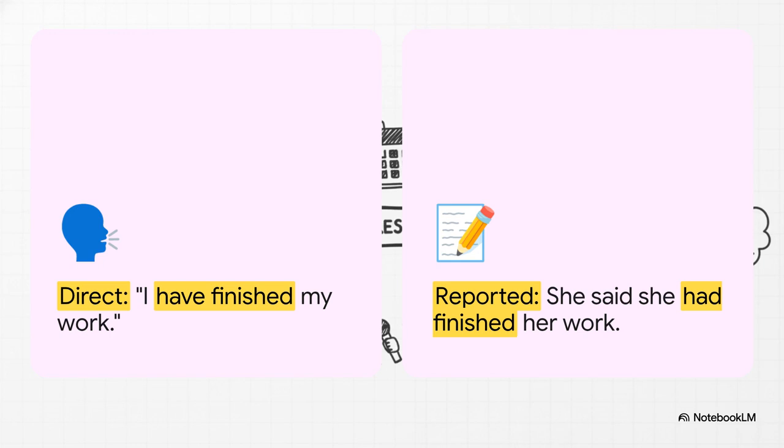Imagine someone says, I have finished my work. That's present perfect. Now, when we report this, we have to take one step back from present perfect. And what's one step back? Past perfect. So it becomes, she said she had finished her work.